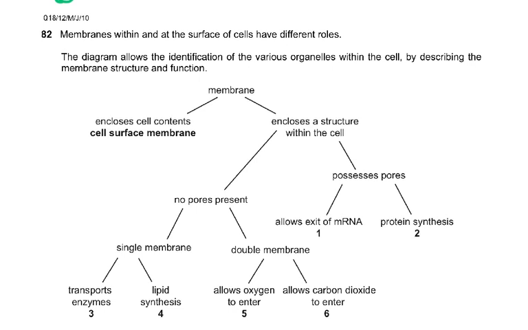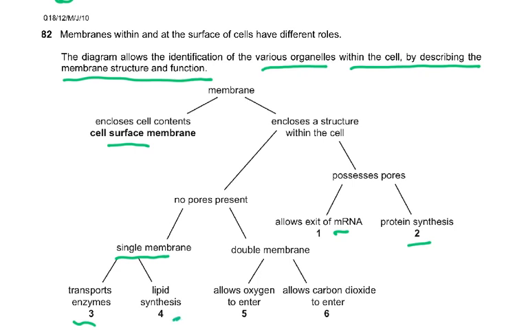Membranes within and at the surface of cells have different roles. The diagram allows the identification of the various organelles within the cell by describing the membrane structure and function. So the membrane, cell membrane, encloses a structure within the cell. No pores present. Possess pores. Allows exit of mRNA, nuclear pore, protein synthesis, RER. No pores present. Single membrane. Transports enzyme, lipid synthesis, SER. Transports enzymes, lysosomes, double membranes. Allows oxygen to enter, mitochondria, allows carbon dioxide to enter, chloroplast.